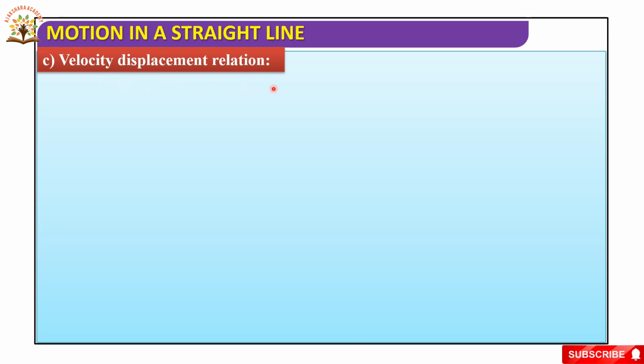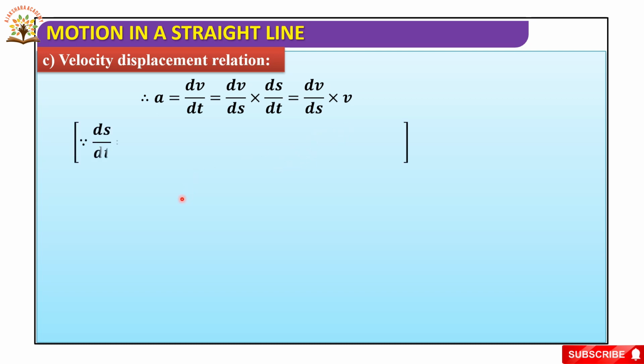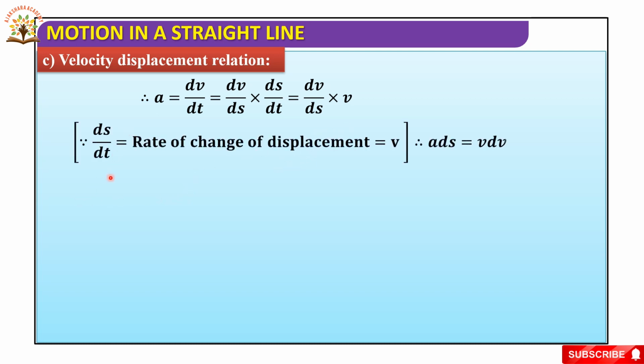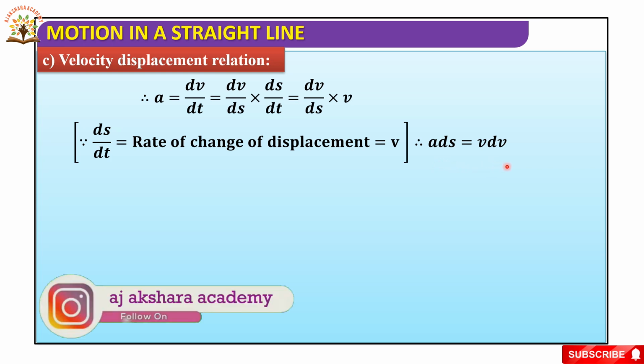Velocity displacement relation. Therefore a is equal to dv by dt. This can be written as dv by ds into ds by dt. Since ds by dt is the rate of change of displacement, that is equal to v, therefore a ds is equal to v into dv.